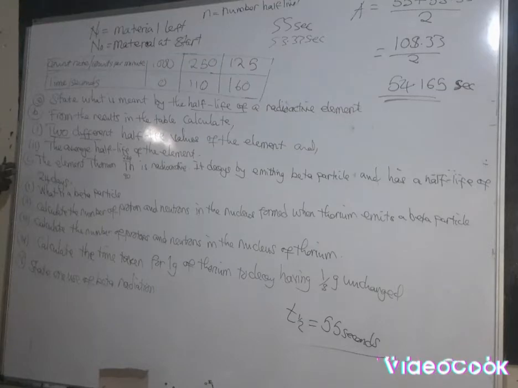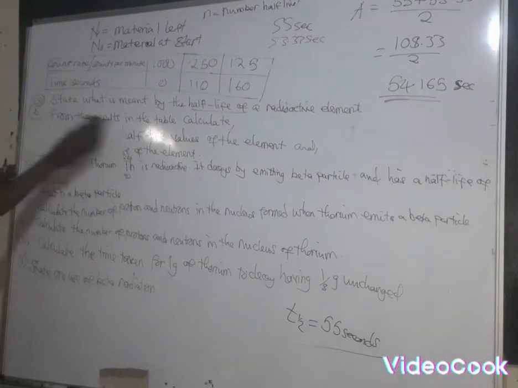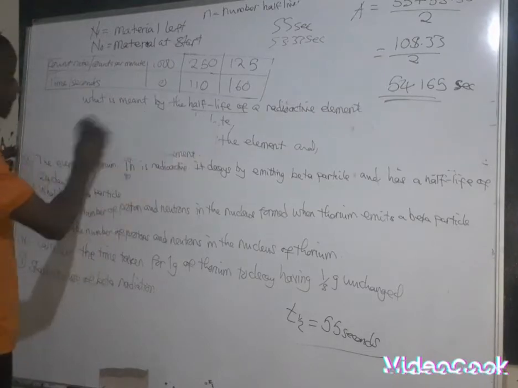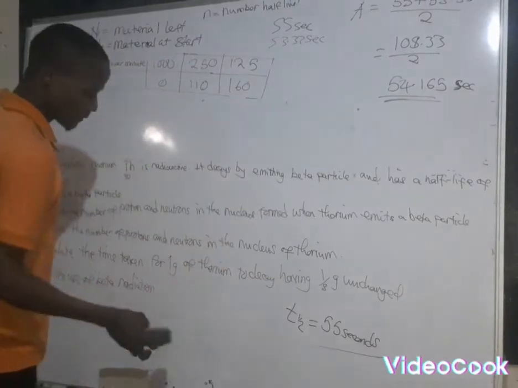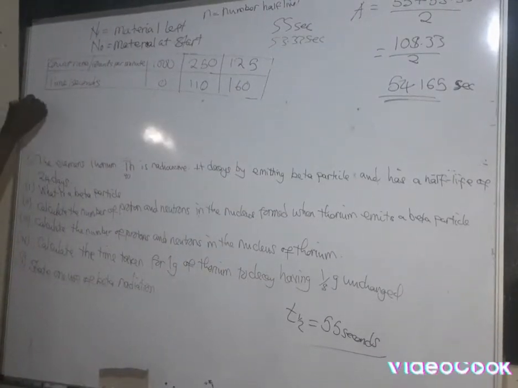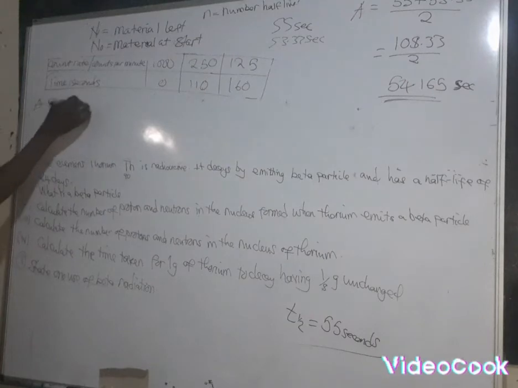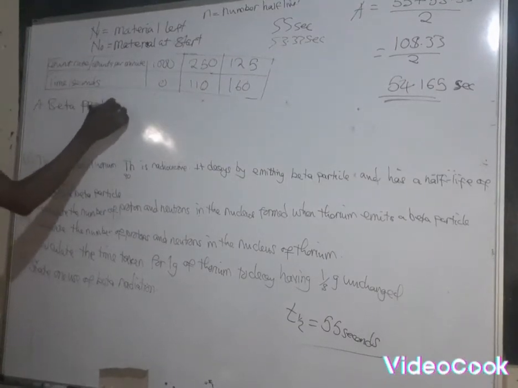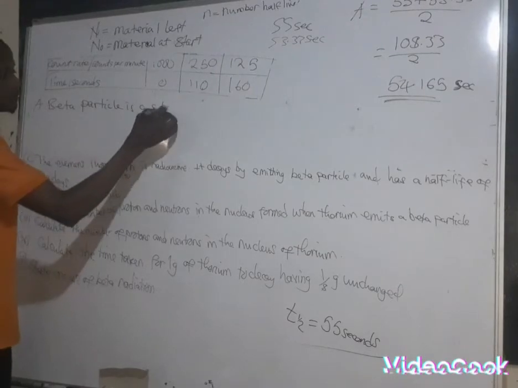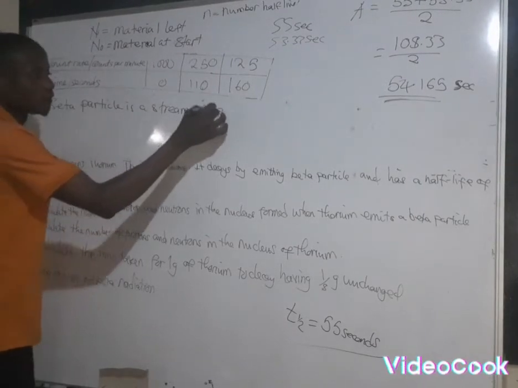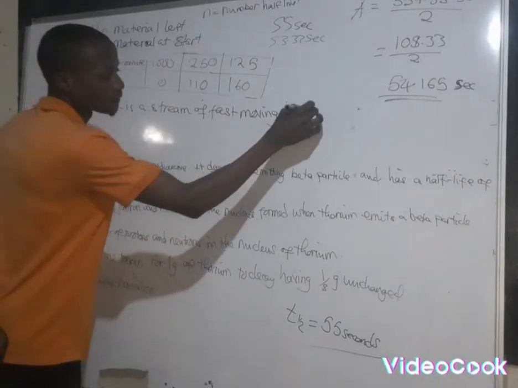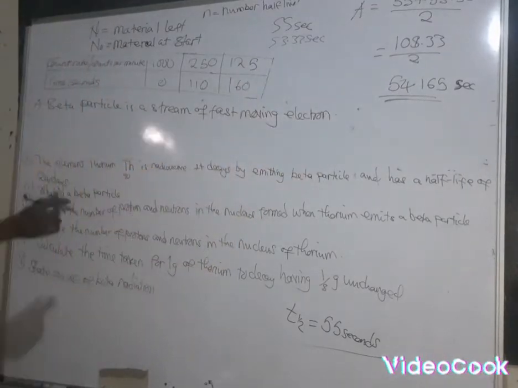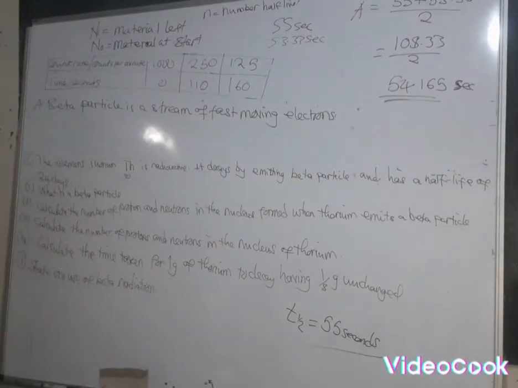So a beta particle is a stream of fast-moving electrons. That's what is called a beta particle.